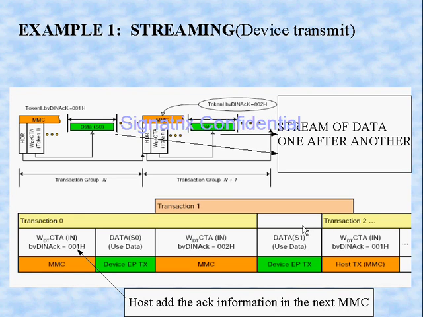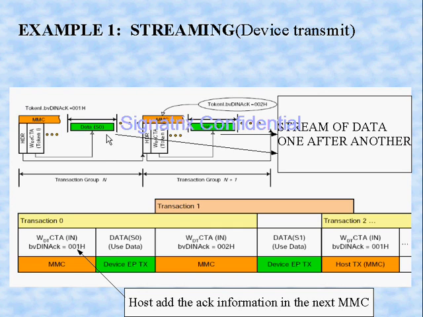First we'll see one example regarding streaming, where the device is going to transmit. Look at here. First we know that we're going to receive MMC. In that MMC it will tell at what time the device has to receive, so it will be ready in this slot. Next, the stream of data comes one after another. In this it is sending data S0, and in the next MMC it is sending the next data S1. It keeps on sending its data.